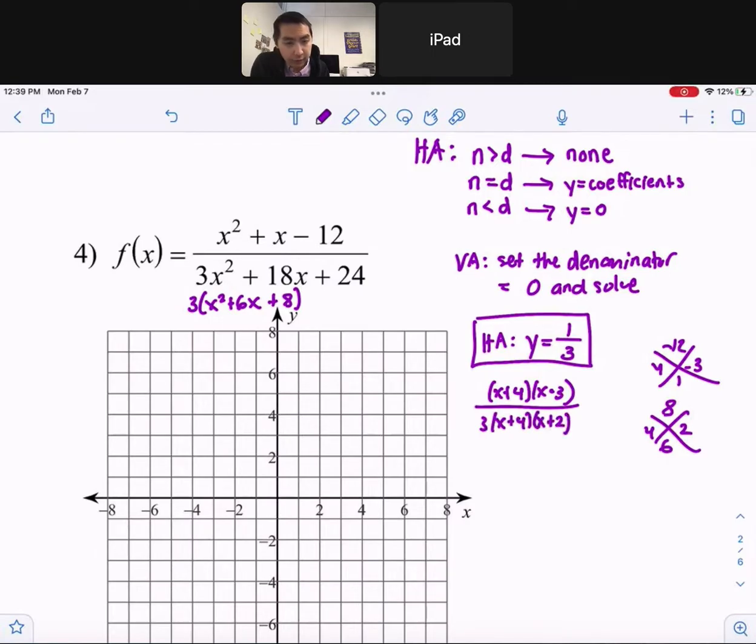So we factored out everything. Something does cancel from top and bottom. So we have x minus 3 up top and 3 times x plus 2 on the bottom. Now let's set the denominator equal to 0. We know this 3 can't be 0, so it's a matter of what value of x would make this whole thing 0. And it would be if x was negative 2. And that would be your vertical asymptote.